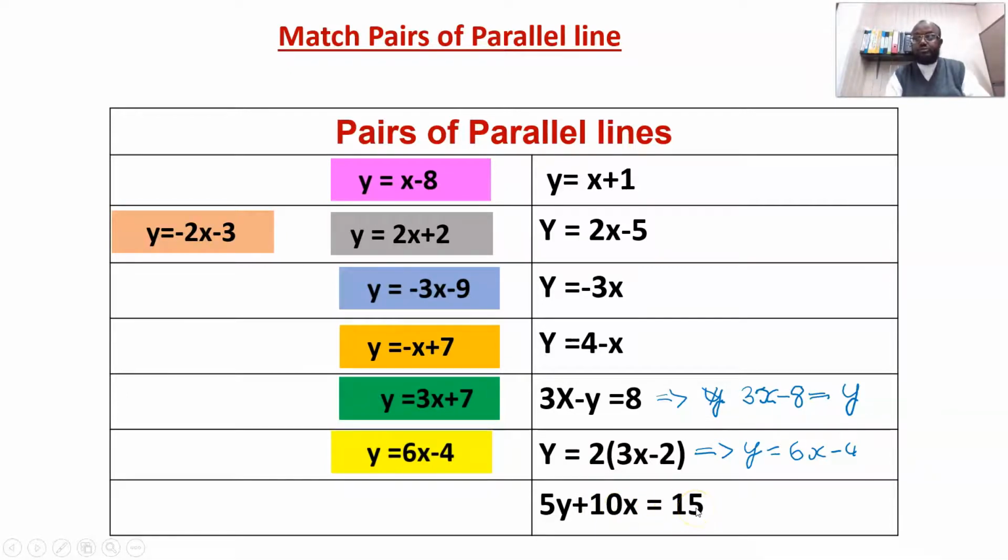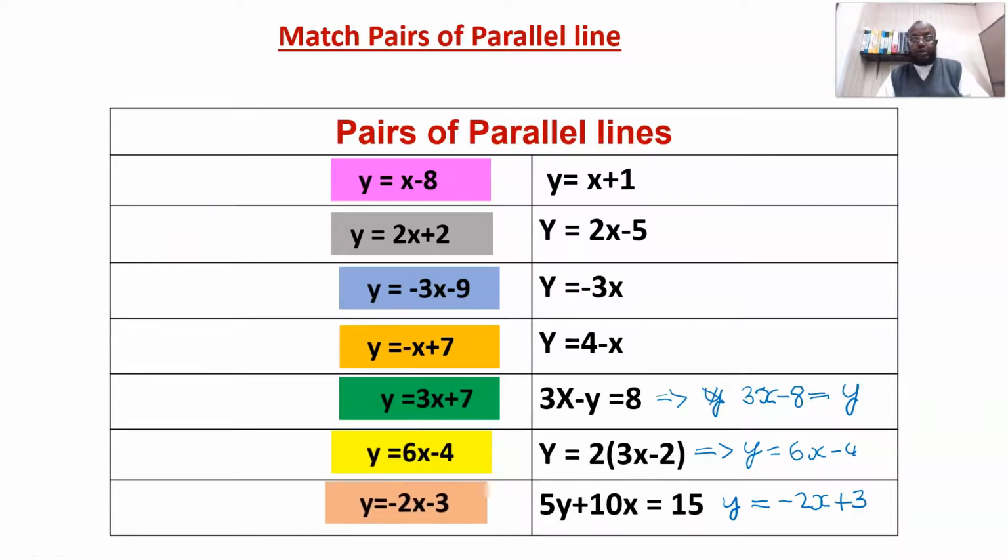Let's solve it for y. So if we solve it for y, we get y equals 10x, take to the other side and divide by 5. This way you end up, by the way. Let me explain why. When you take 10x to the other side, it becomes minus 10x. Then you need to divide by 5 on both sides. So 5y divided by 5 gives you y. Minus 10x divided by 5 gives you minus 2. And 15 divided by 5 gives you 3. So this has got a gradient of minus 2 as well. So those two are parallel.